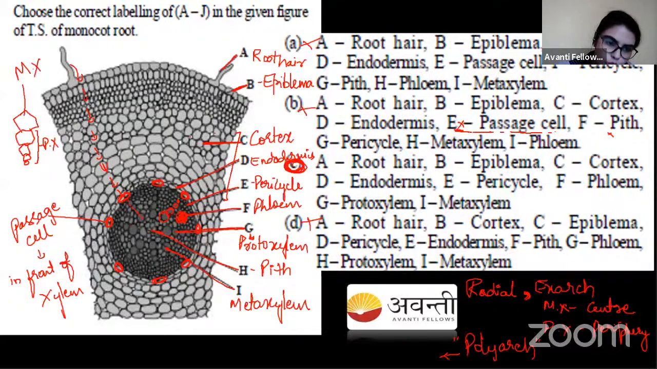देखो यहाँ पे 1, 2, 3, 4, 5, 6, 7. Here there are 7. Okay, there might be many. Okay, 6 or more. So here 7, that we call as polyarch. Okay, so this is polyarch.